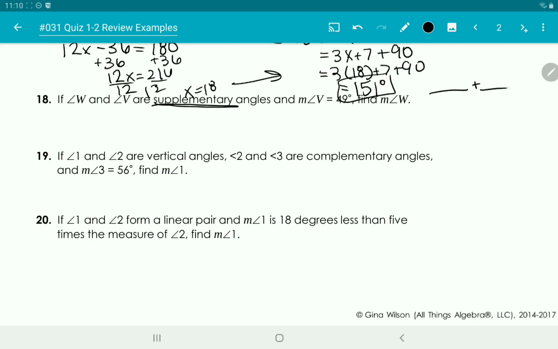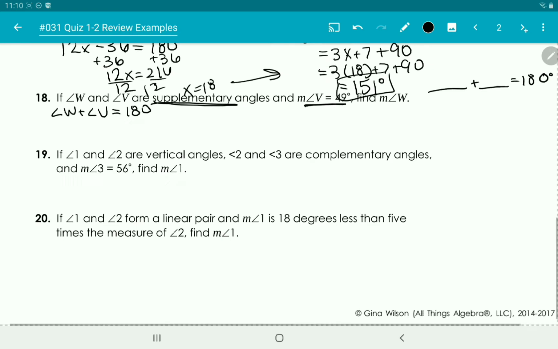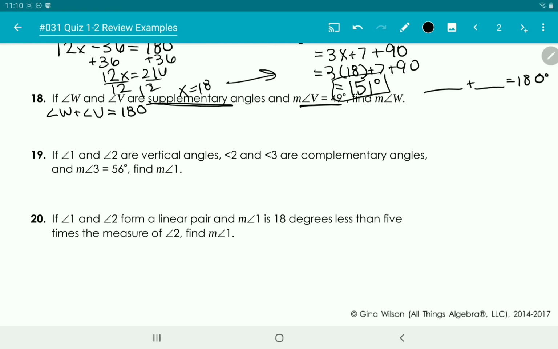Supplementary means blank plus blank. These two angles are going to add to give you 180 degrees. So angle W and angle V are going to equal 180. Because blank plus blank equals 180, so they're supplementary, they add to 180. Angle V is 49 degrees, so instead of writing angle V, we can write 49.